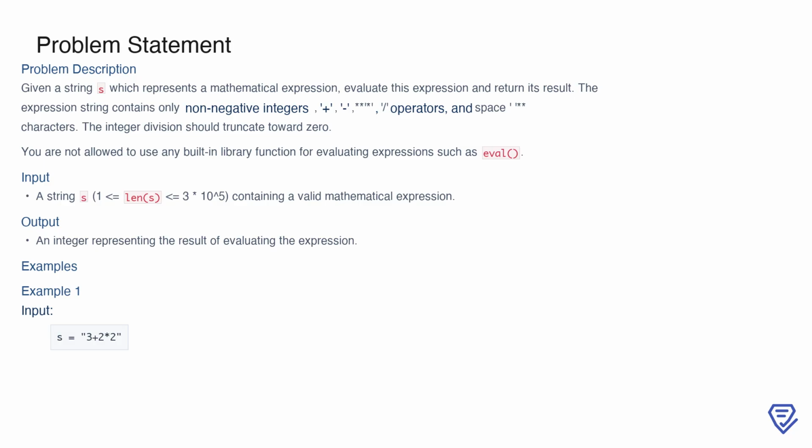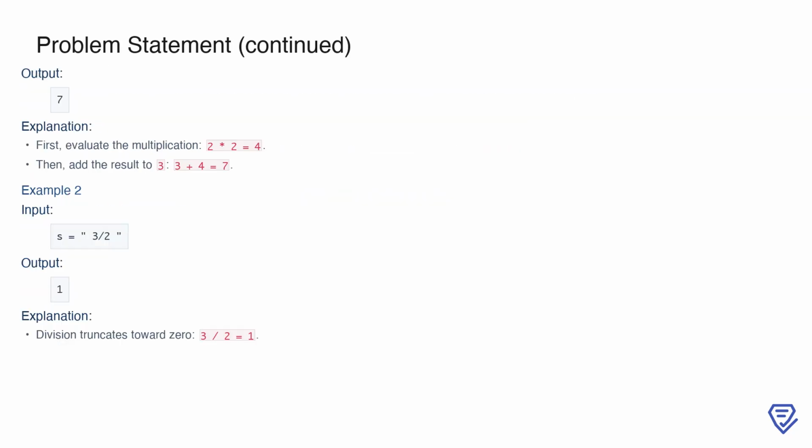The input is guaranteed to be a valid mathematical expression, and its length can go up to 300,000 characters. Finally, our output should be the integer result of evaluating the provided expression. For example, if the input string is 3 plus 2 asterisk 2, the output should be 7. This is because we first perform the multiplication, 2 by 2, which equals 4. Then, we add this result to 3, giving us a final result of 7.